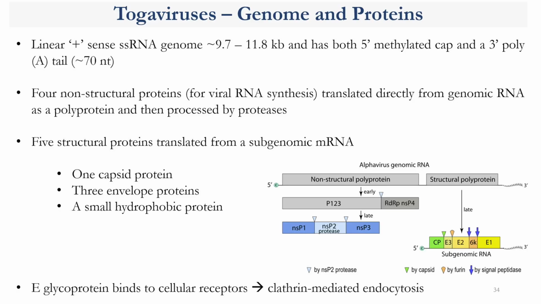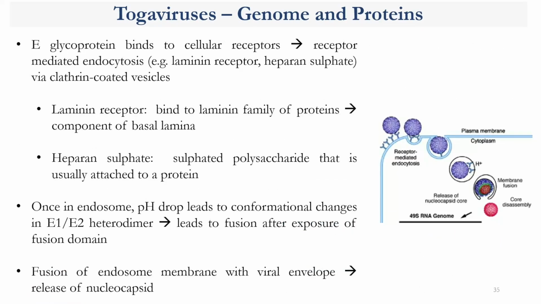Now from there on, you're going to make subgenomic RNA, and just to add on, your E-glycoprotein binds to the cellular receptors, and it undergoes clathrin-mediated endocytosis, okay? Now, for the receptors for this virus, one is called the laminin receptor. It binds to this particular family of proteins, the laminin family of proteins. These proteins are part of the basal lamina of the cell. So this is attacking something very necessary for the cell. What's basal lamina used for?